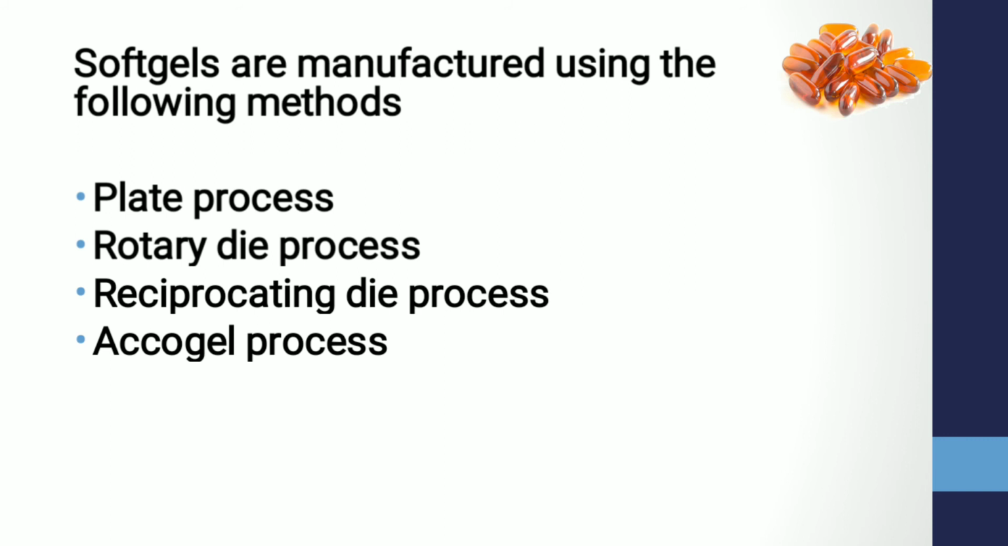Although the rotary die process and reciprocating die process are capable of producing soft gelatin capsules containing oily liquids and pastes, the Eco-gel process is useful for preparing soft gelatin capsules containing powders and granules. Again, this is a continuous process. The process involves a measuring roll that holds the fill formulation in its cavities under vacuum and rotates directly above the plasticized sheet of gelatin ribbon. I'll try to explain this with the help of this diagram.